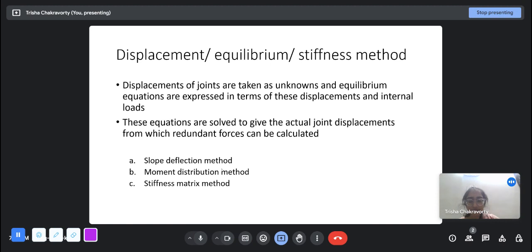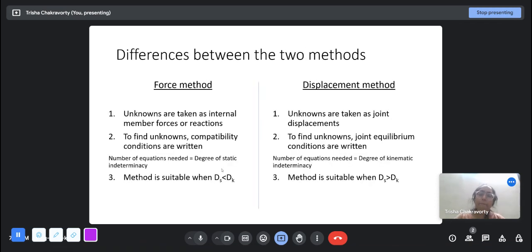So a brief overview is given in this course, but mostly we look at the stiffness matrix method and higher levels of that, like the finite element method, in advanced structural analysis courses. These are the differences between the two methods summarized. In the force method, unknowns are taken as internal member forces or reactions. In displacement methods, unknowns are taken as joint displacements. In force methods, to find unknowns, compatibility conditions are written, and in displacement method, to find unknowns, joint equilibrium equations are written.